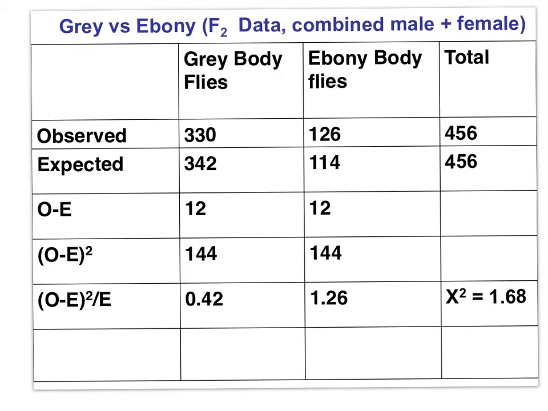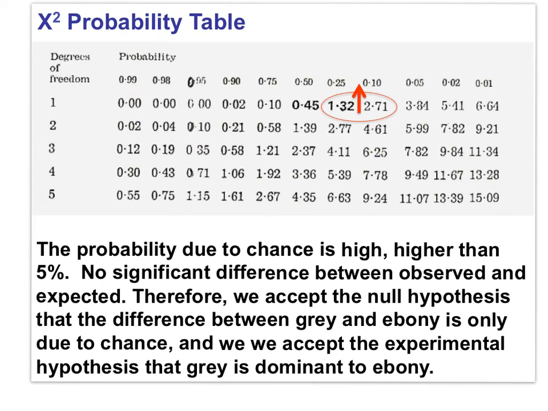Then I take this value to the chi-square probability table. Remember, we have two classes here, just gray and ebony, so we'll be entering on the first row. So we enter the table with 1 degree of freedom. Remember, two classes of phenotypes, gray and ebony, minus 1. We find where 1.68 fits and then read up to the probability value. The probability due to chance is high, higher than 5%. Therefore, there is no significant difference between observed and expected.